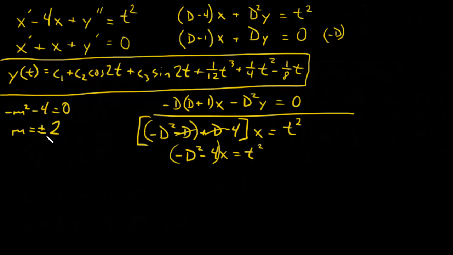That means that my solutions are, here we go, x equals c1 e to the -2t plus c. Oh, I'm sorry. I can't do that. Why? Because I've already used 1 and 2 and 3. So this can't be that. This has to be c4 and c5, e to the positive 2t.